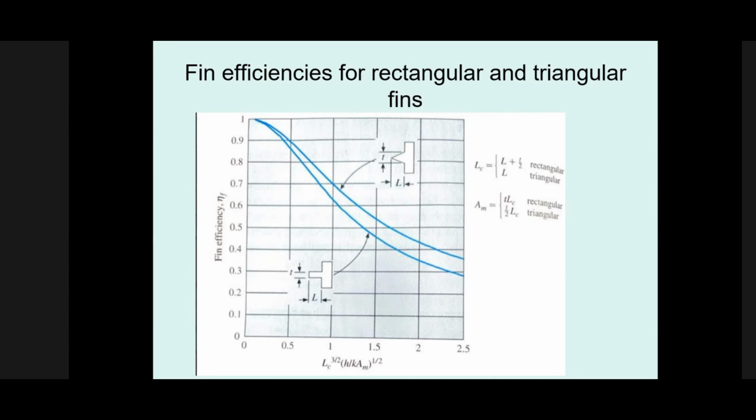Then your job would be to look at how these quantities are defined. For example, if it is rectangular or triangular, this is the way you define your LC. If it is a rectangular one, which we have derived and seen, LC is L plus T by 2. Whereas if it is a triangular one, you just consider L. I think the logic is that because it is a pointed end, towards the end it perhaps does not really add anything, so your LC has to be L. If it is rectangular, then your AM is T times LC. So you first find the LC and then find that quantity. And for triangular, it is half times LC.